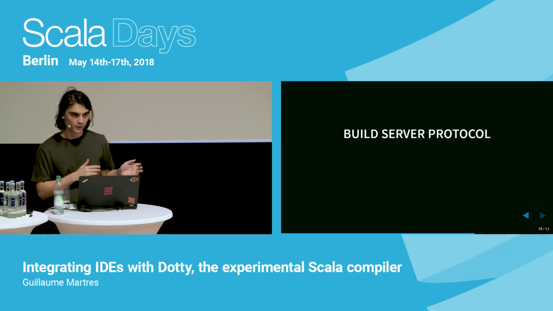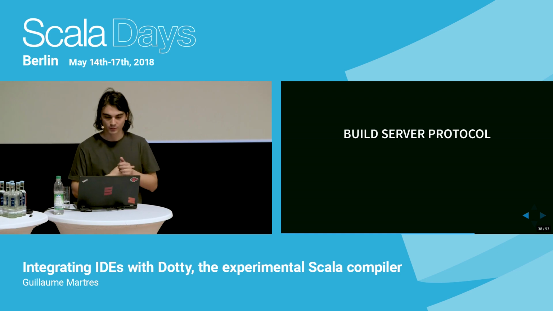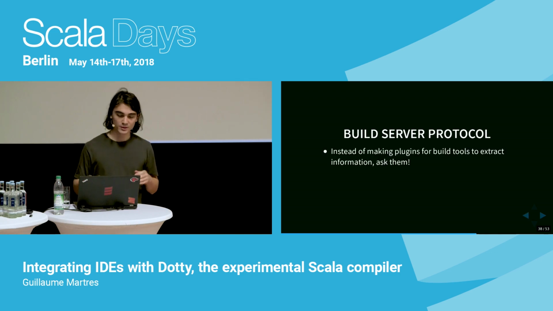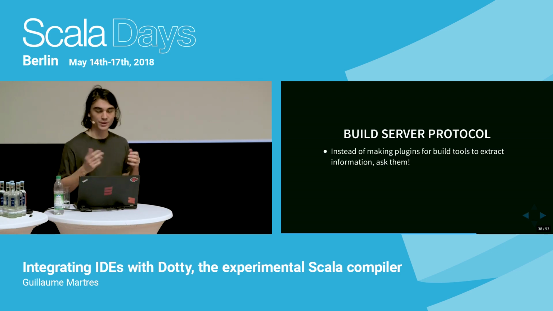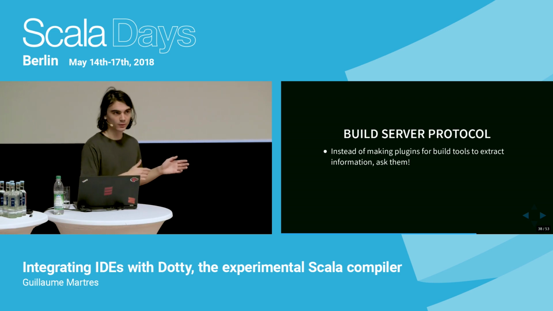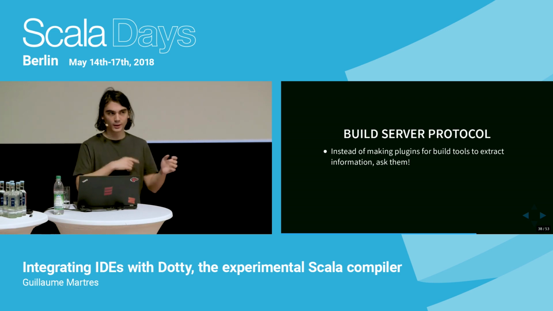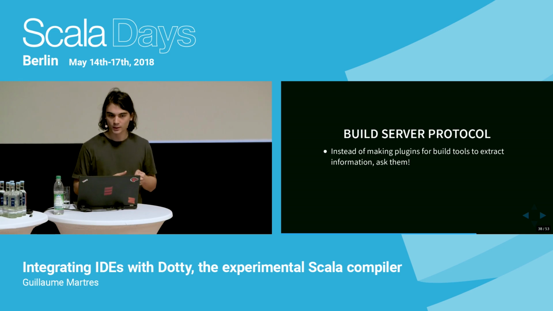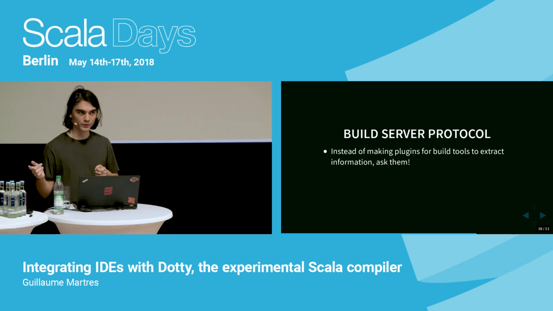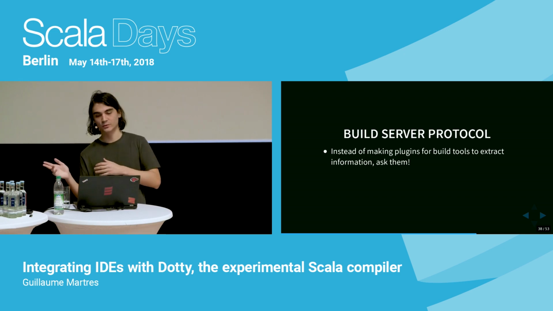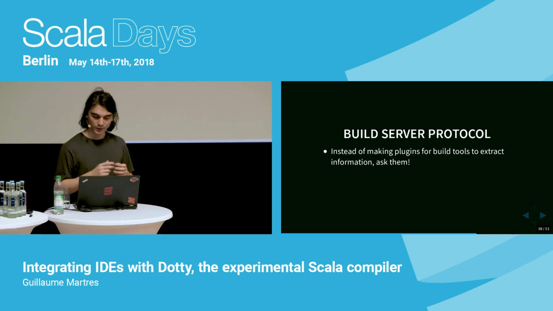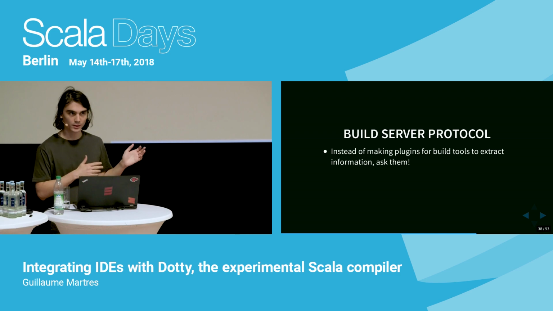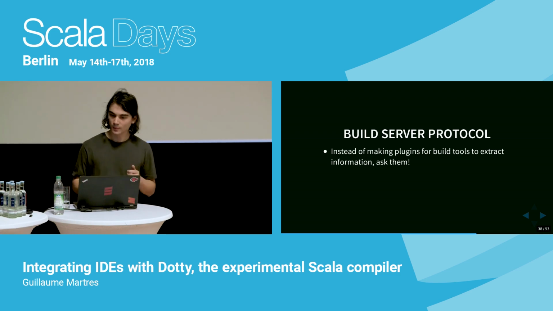And yesterday there was a talk on the build server protocol that is trying to solve this problem, among others. And just to recap, basically the idea is, instead of having to make plugins for build tools to extract information, we can just ask them. The same way we have a language server protocol to ask the compiler, hey, how do I go to definition? We should have a build server protocol to ask the build tool, hey, what's the list of projects that compile with Dotty, and what compiler flags do they have, and what class path do they have? And once we have this thing, it's even better than using plugins, because it means that it should work for any build tool that implements the protocol and not just SBT.